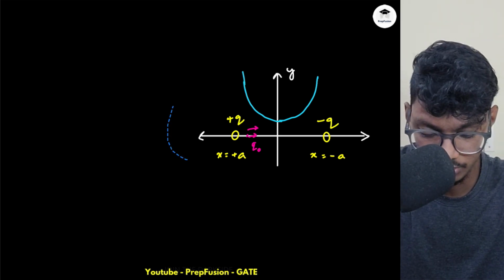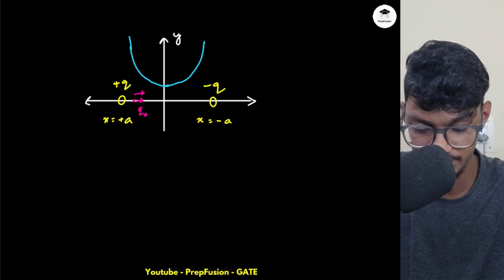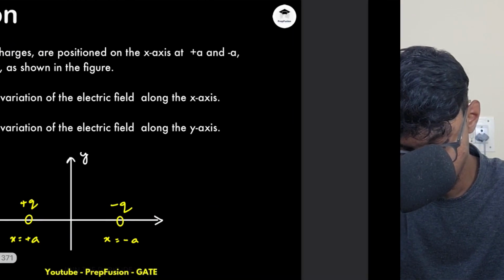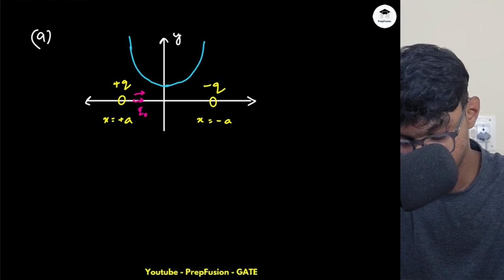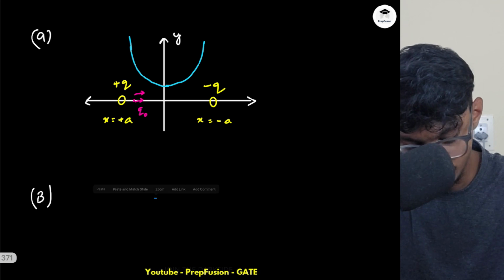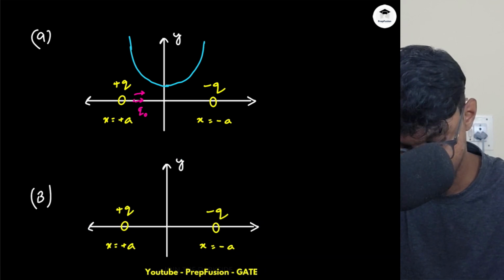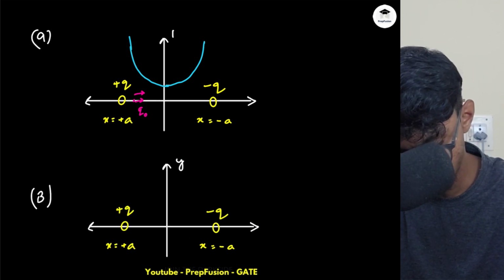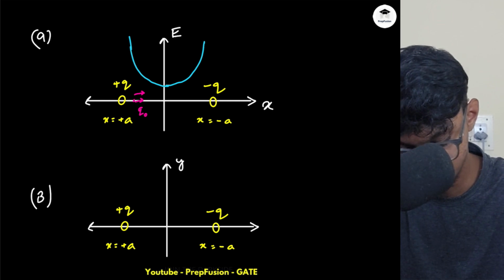So this is about the x-axis. Okay. So this is for the A case. For the B case, things are a bit interesting. So I have to find the electric field along the y-axis. This is not y. This is E. Okay. This is the x.